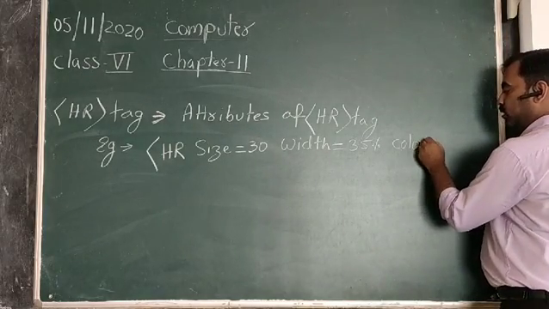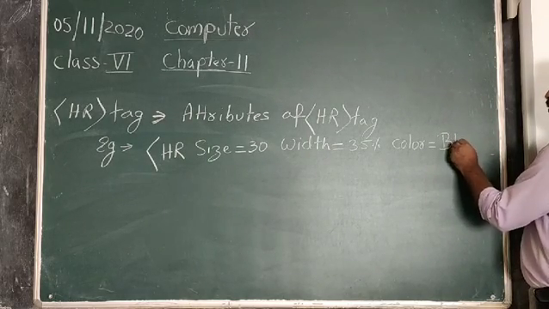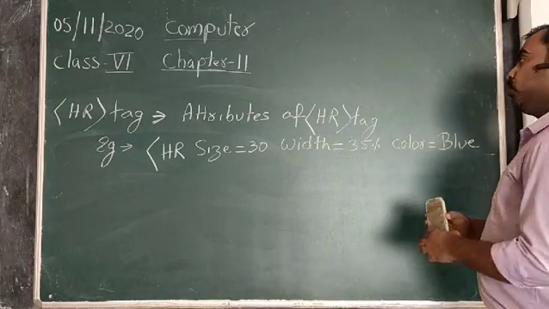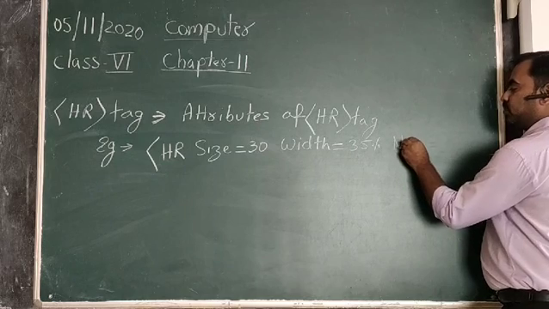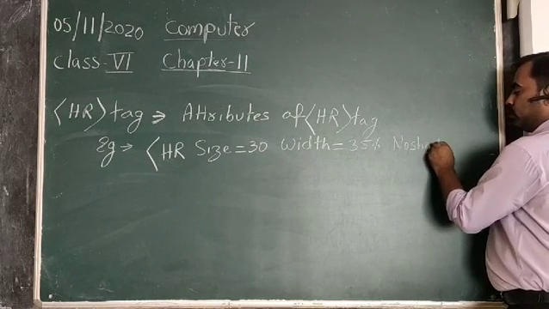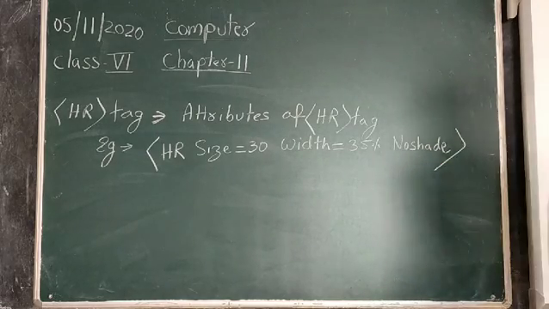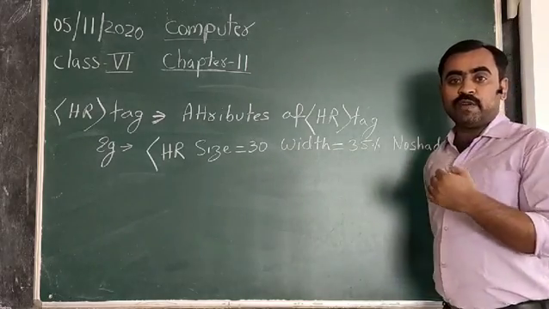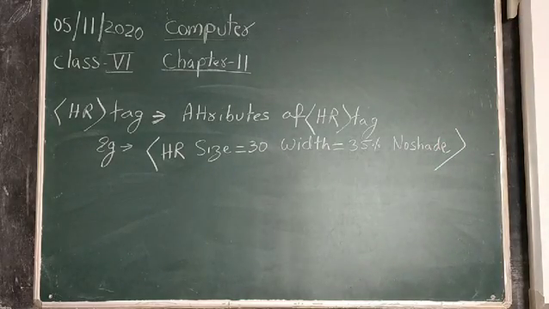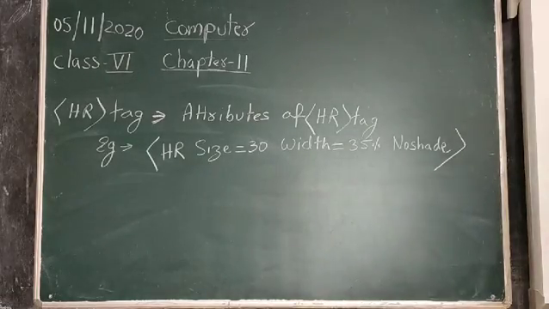Okay. Now comes the color attribute. If you want to use the color equal to, you can write the name of the color. Then you can use the no shade option and you can close that particular tag. Okay, so this is the way in which you can use the HR tag in your HTML document and you can create the horizontal line.